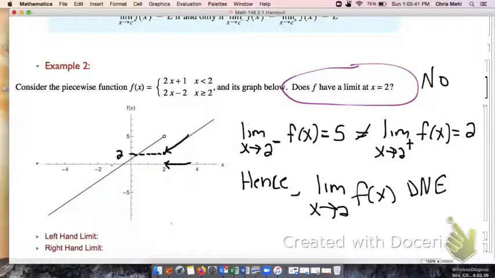Basically, what you're saying is that at 2 the function is not behaving in a similar manner, right? Because on one side it's getting closer to 5. On the other side of 2 the function values or outputs are getting close to 2. The function does not have the same behavior on both sides, hence the limit does not exist. But the limit would exist everywhere else.